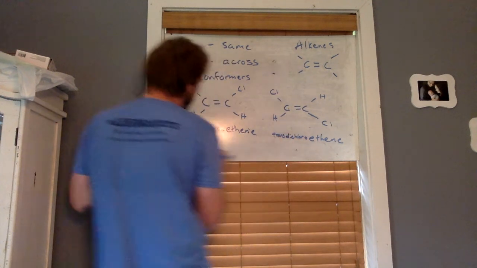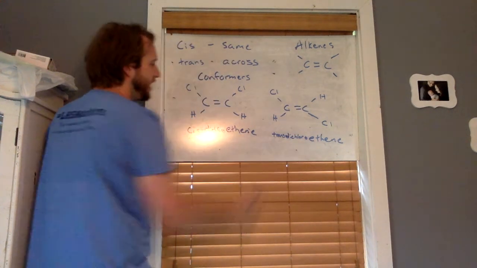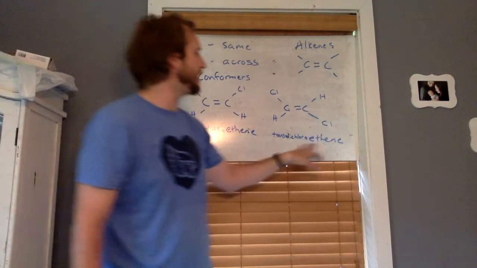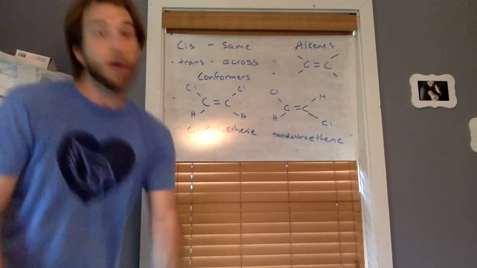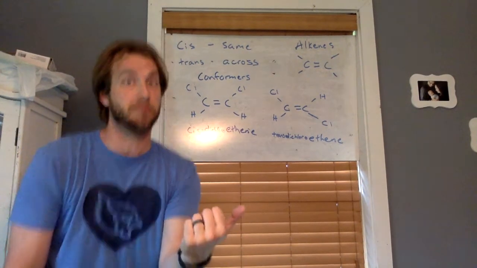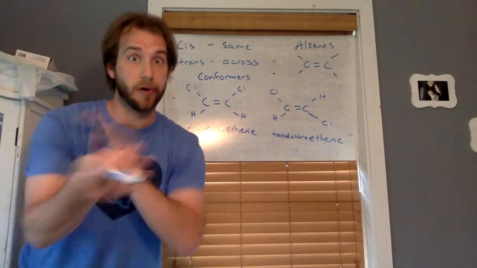And so we'd actually include this cis and trans as part of the naming. So this is cis dichloroethene. This is trans dichloroethene. I know what you're thinking. You're like, why didn't I have to use numbers? Why didn't I have to show that both of those chlorines were on different carbons?